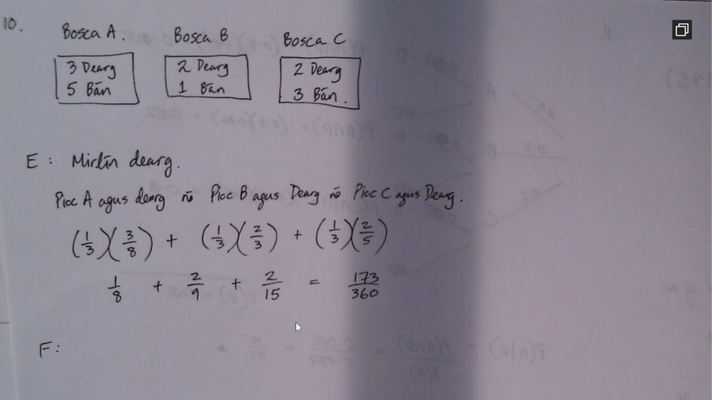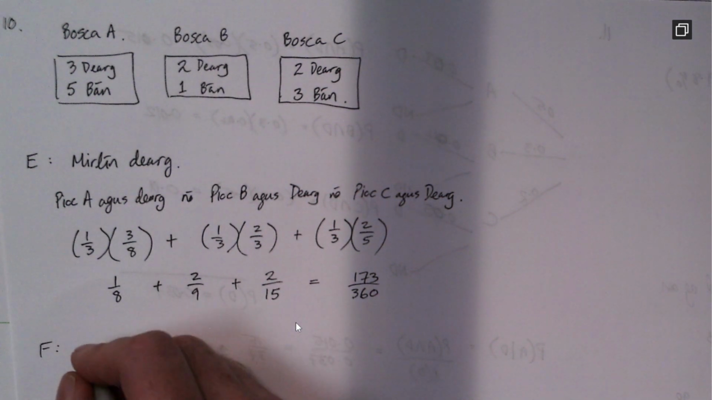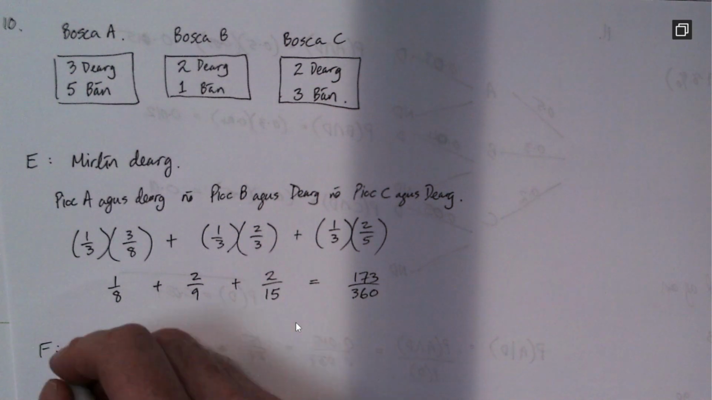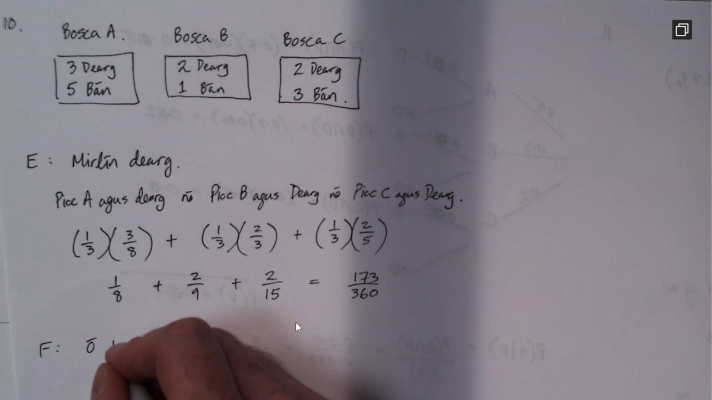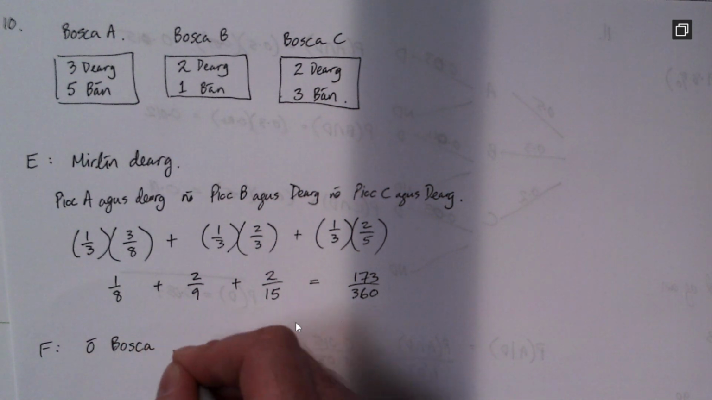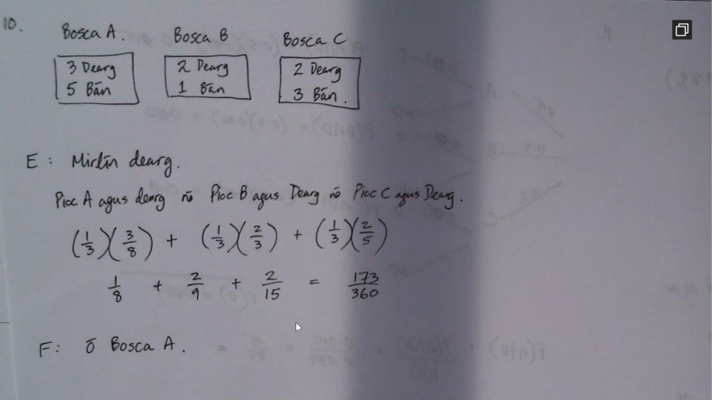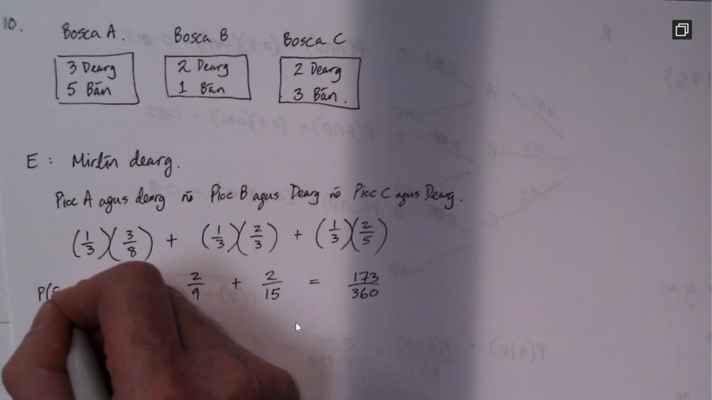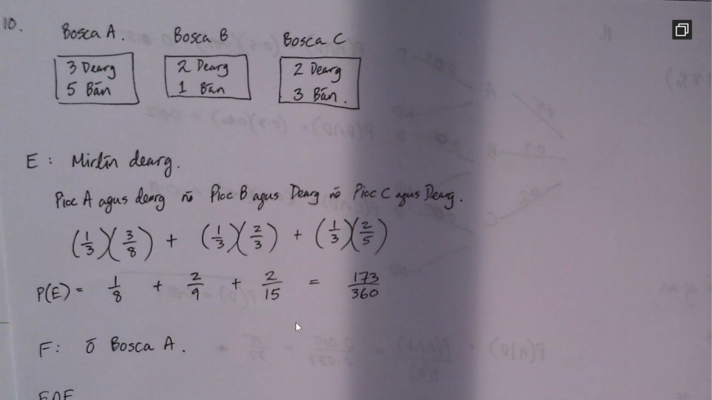Red marble from box A. Okay, so it reached down again, so box A. So the next is the question E intersection F. Now, the probability that E is 173 over 360.